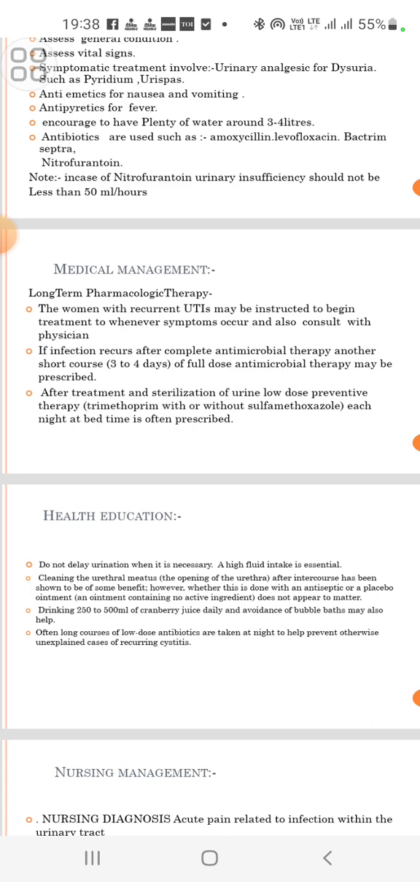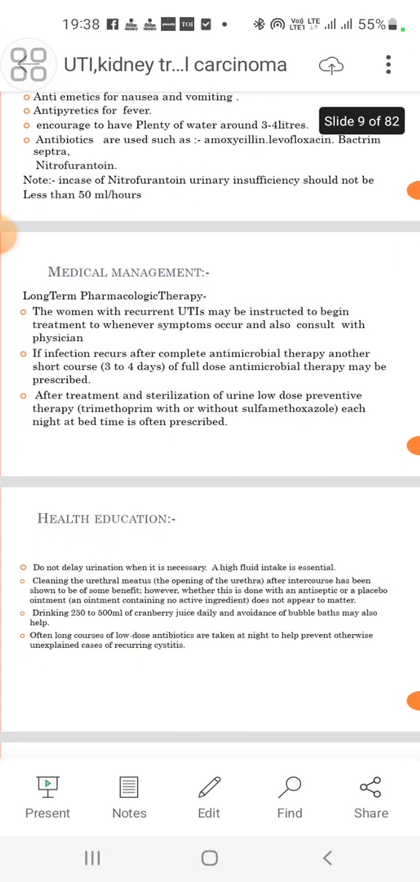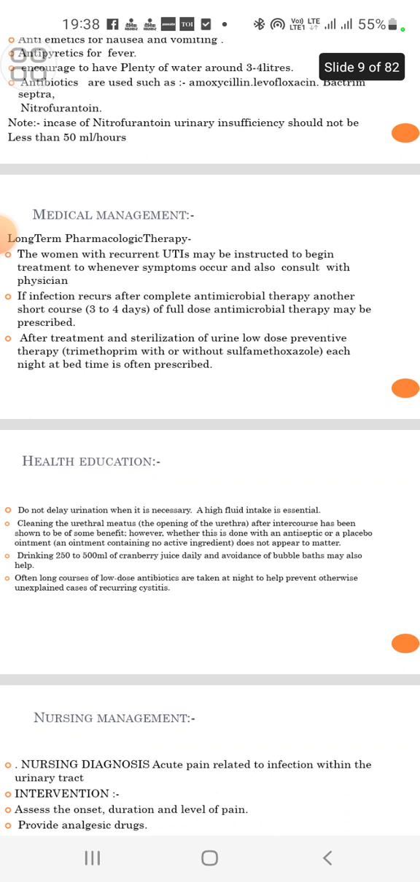After that, we should have plenty of fluid, like I have discussed earlier in the conservative treatment. 3 to 4 liters of fluid should be taken by the individual. The reason behind it is that the more fluid is taken by the patient, the more flushing of the renal system will happen. So the accumulation and multiplication of microorganisms will be less there. That is the reason high fluid intake is advised.